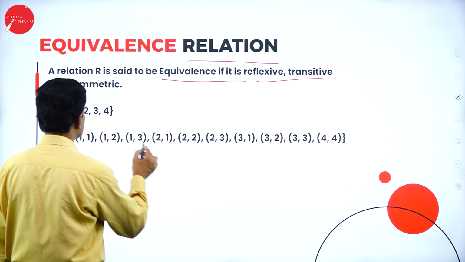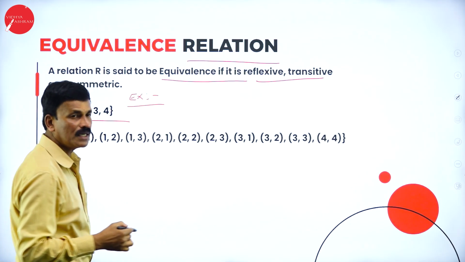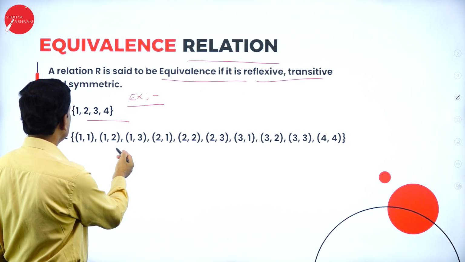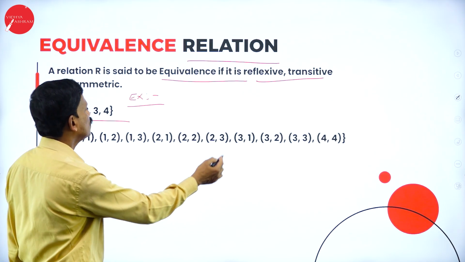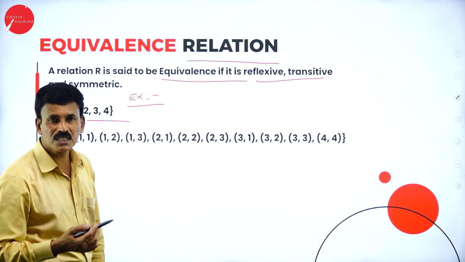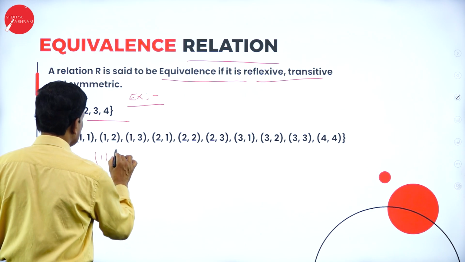Now, let us consider an example. If A is equal to {1, 2, 3} and the relation R is given by R is equal to {(1,1), (1,2), (1,3), (2,1), (2,2), (2,3), (3,1), (3,2), (3,3), (4,4)}. Check whether the given relation is an equivalence or not. Let us come to the first one, reflexive.